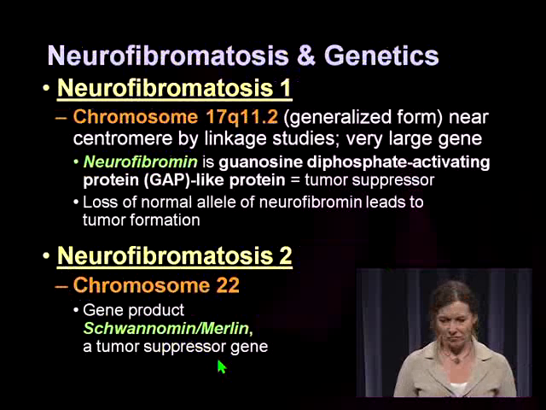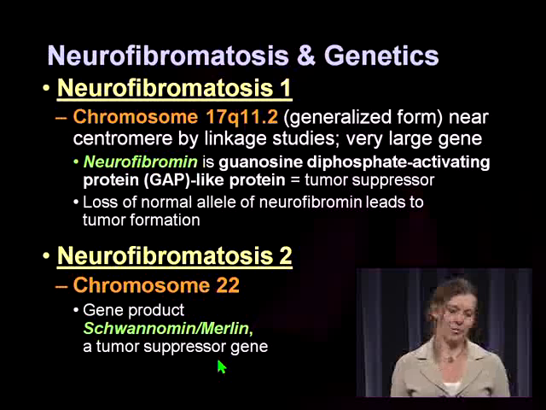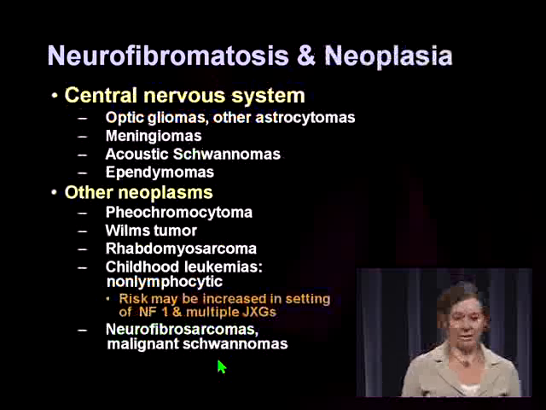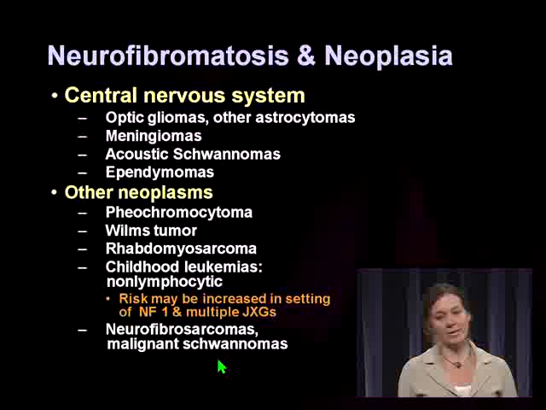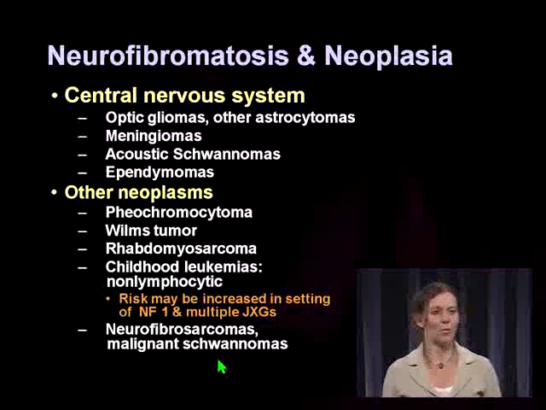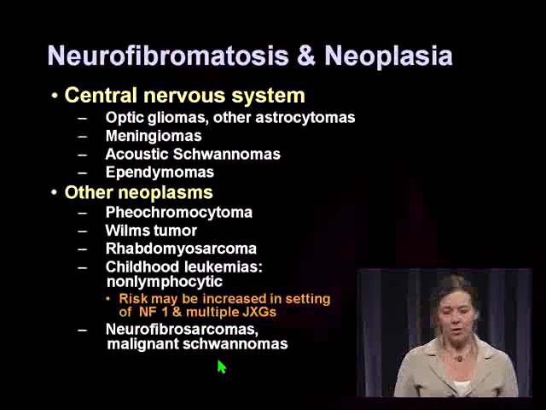I'm sure you've gone over the genetics, but we know there's a mutation in a tumor suppressor gene, neurofibromin, which leads to increased development of different neoplasms, some of these involving the central nervous system, such as the optic gliomas, meningiomas, schwannomas, and others that involve other organ systems like pheochromocytoma, Wilms tumor, rhabdomyosarcoma, and leukemias.